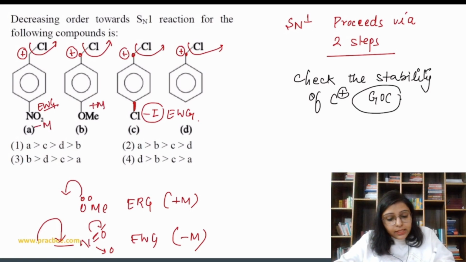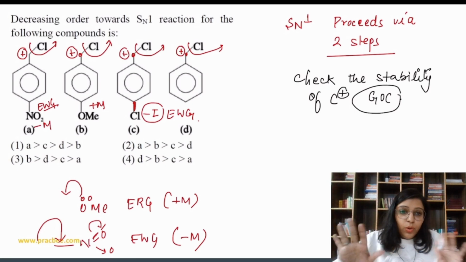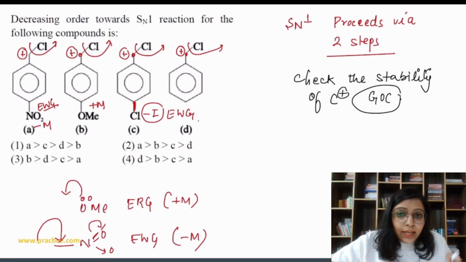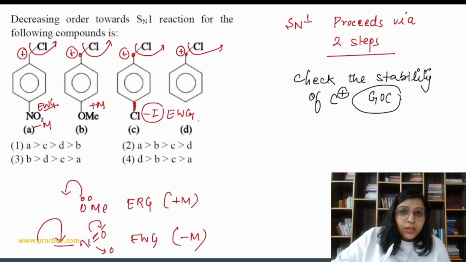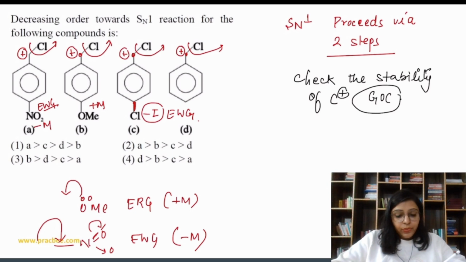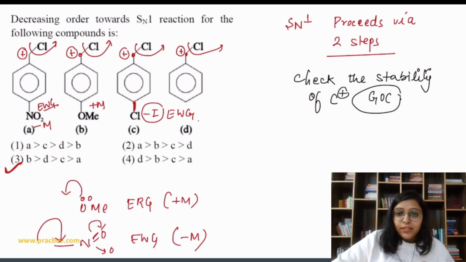So here we have plus M, in the first case minus M, in the second case plus M, in the third case we have minus I, and in D no group. So the point is that electron releasing group stabilizes the carbocation more, so B is going to be the most stable, right? So in that one SN1 reaction proceeds easily. So from this we can take this B.